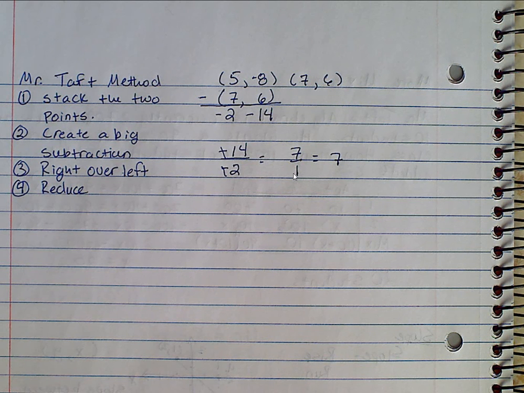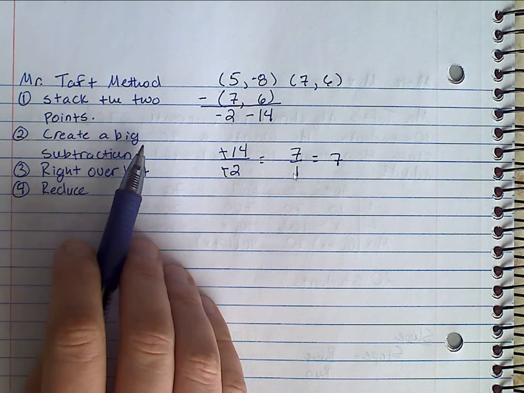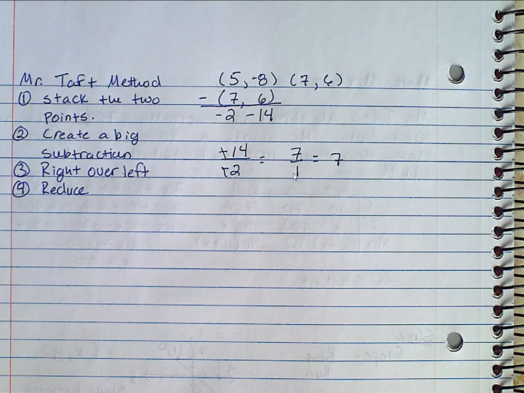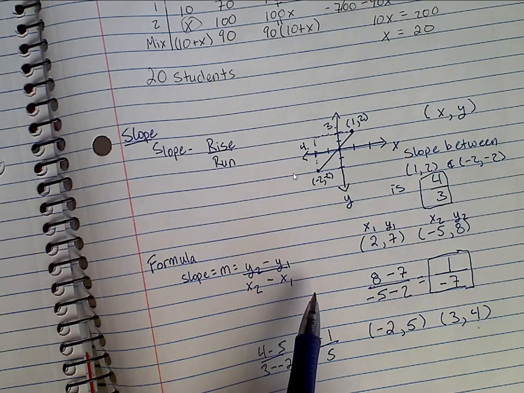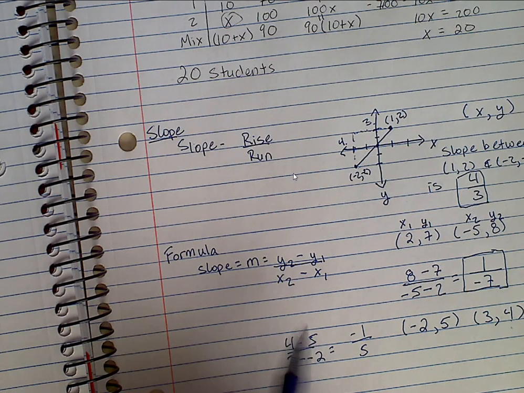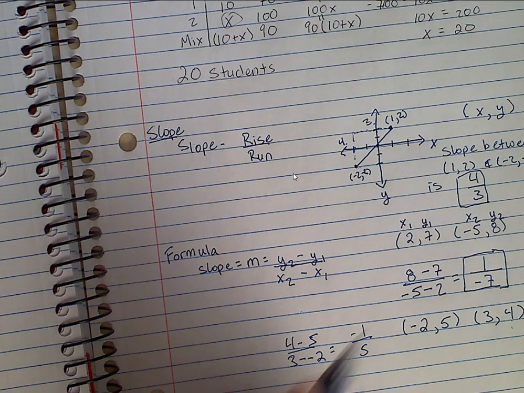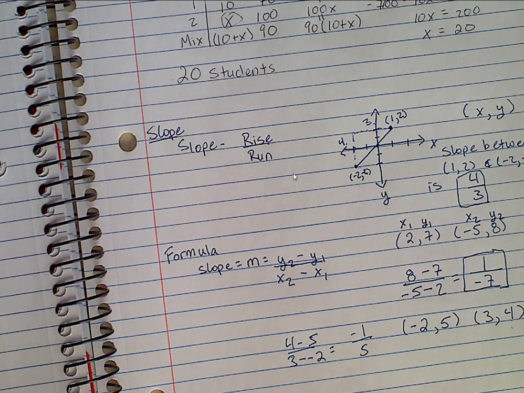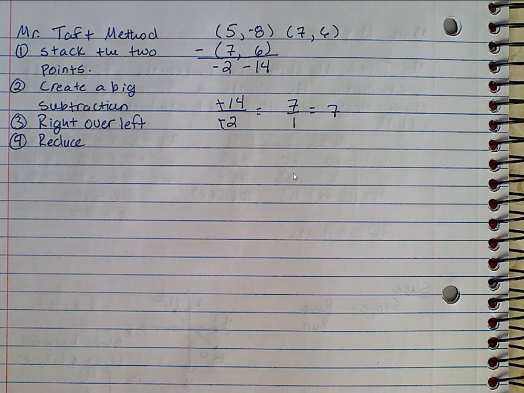Cool. So like you can use the Mr. Taft method if you want to. If you don't want to, I will not take it personally. If you want to use the formula instead, use the formula. If you understand it and that makes sense to you and you like it, use that. That's totally fine. You can use the formula on every single slope problem you have, and there will not be a problem with that at all. I'm just giving you the Mr. Taft method as like an extra tool in your toolbox that you can use if you want to. You don't have to use it though if you don't like it. I will not take it personally.